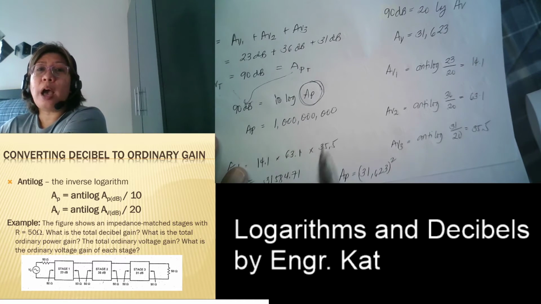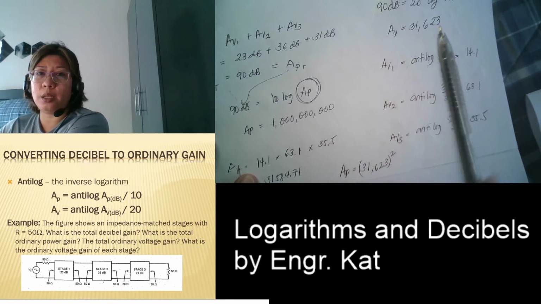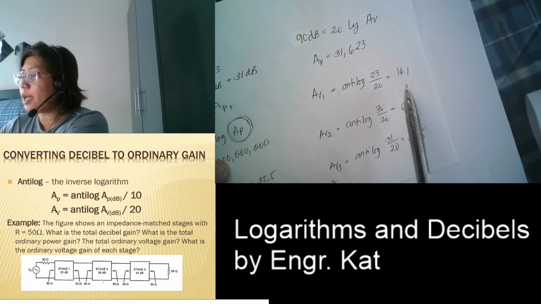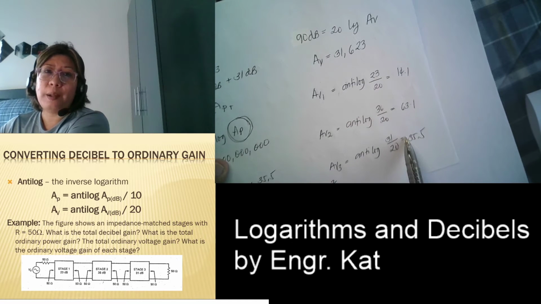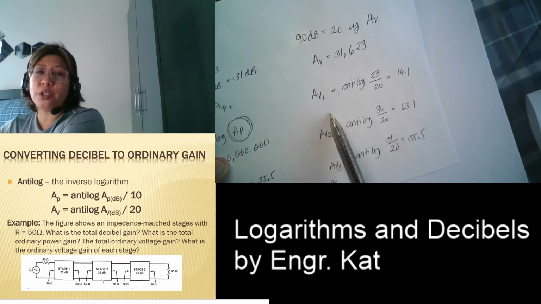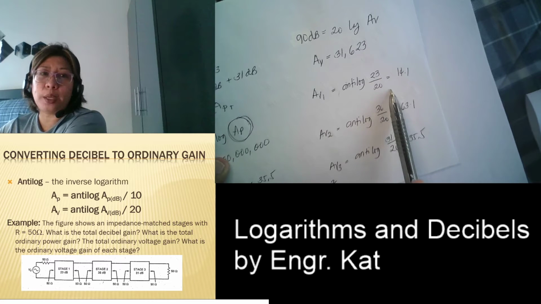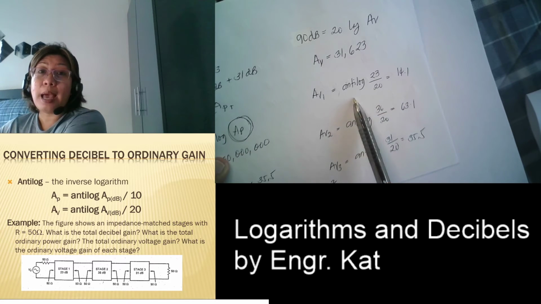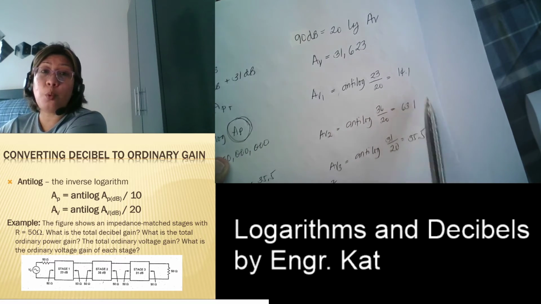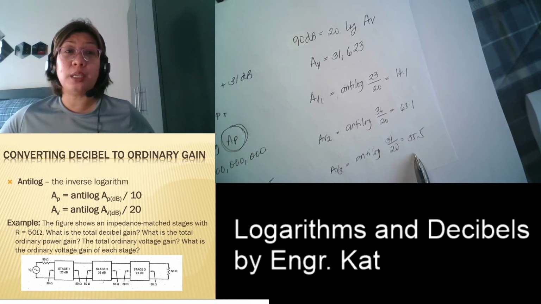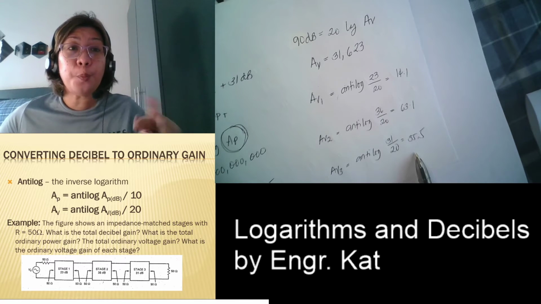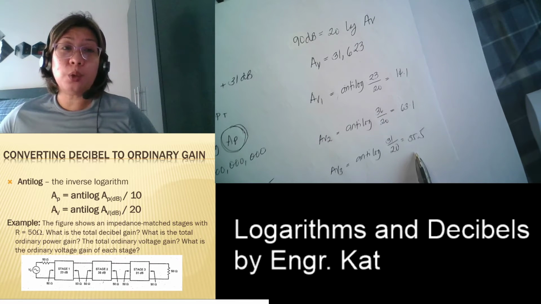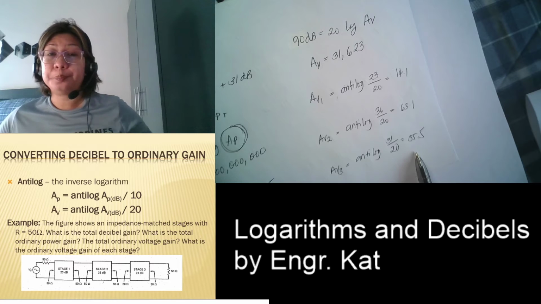Okay, so another solution in solving for this power gain is to get the ordinary gain for each stage. The ordinary gain for each stage is 23 divided by 20, since this is a voltage gain, antilog. So that will give you 14.1. This will give you 63.3 and 35.5. So I suggest you compute this at home. Okay, so you practice solving this using your calculator.